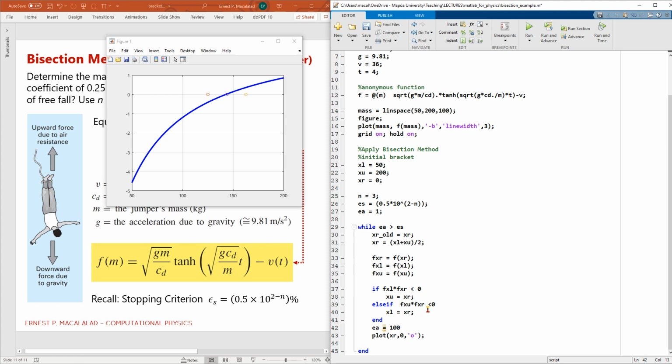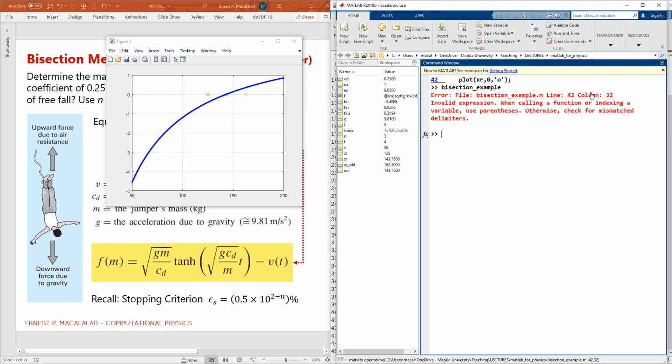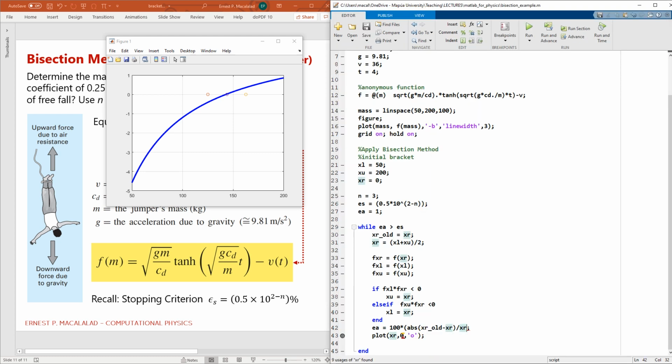So EA is our relative error, so that's 100% times the absolute value of xr old minus xr, and then we divide it by xr. Okay, so this should be good. So let's save and run. Okay, there's an error somewhere here.